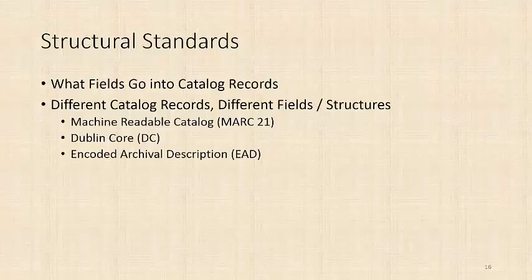MARC 21 was established by the Library of Congress and is maintained by the Library of Congress, with the ability to alter the rules in the tag library. And it has machine readable tags. It's based on the old DOS operating system that came out in the 1980s and 1990s. And it has numbered fields for various elements.